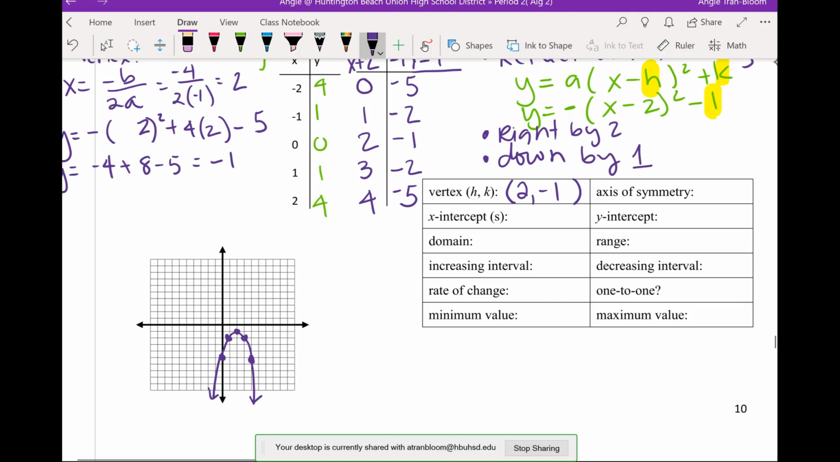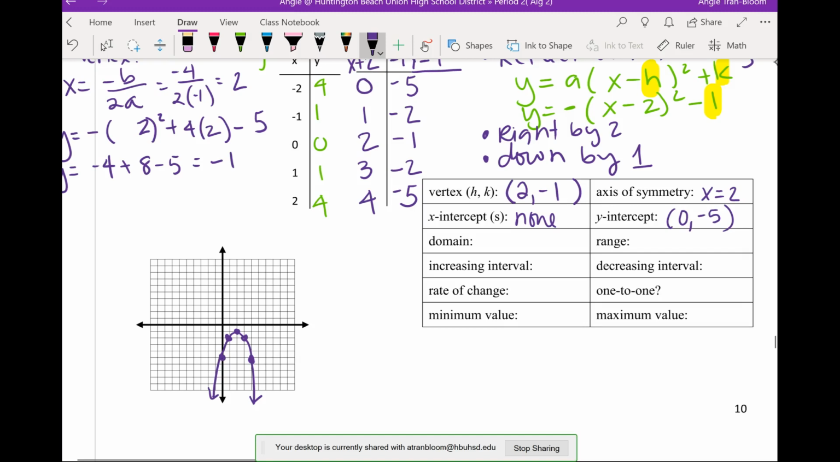Axis of symmetry. Which one? 2, thank you. X-intercept. There is none. How do you know? Because I can see. Would this graph ever intersect the x-axis? No. So there's none. Y-intercept. 0, -5. Good job.